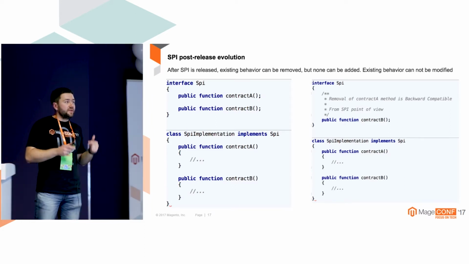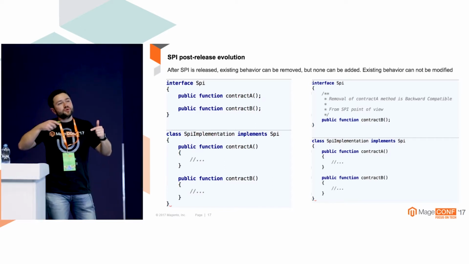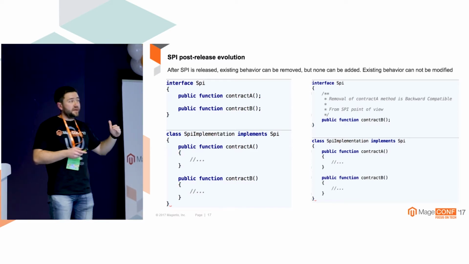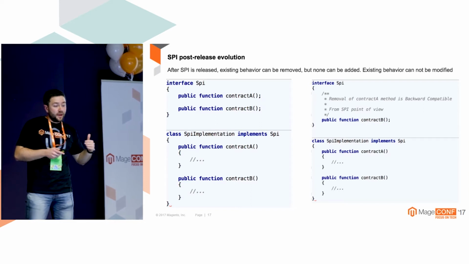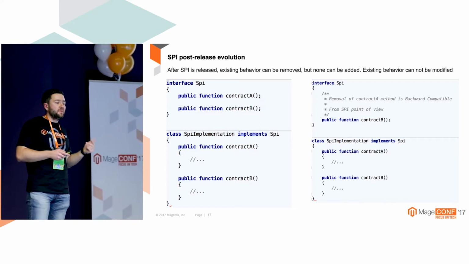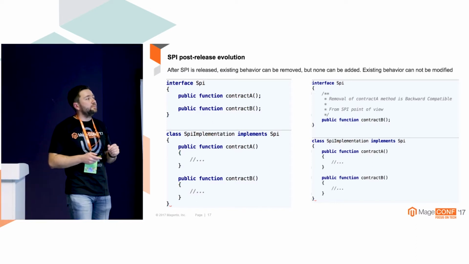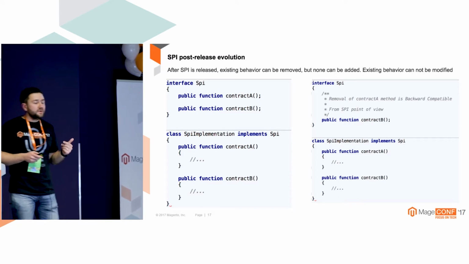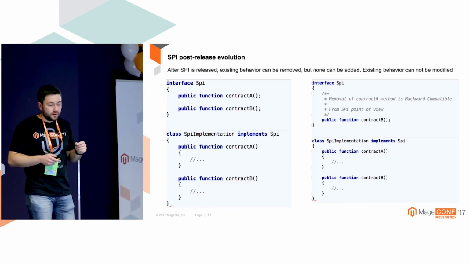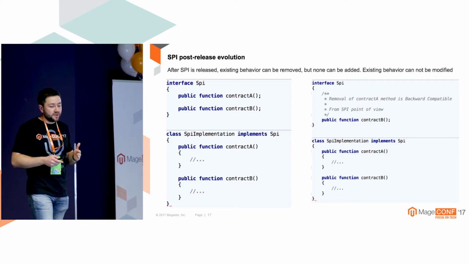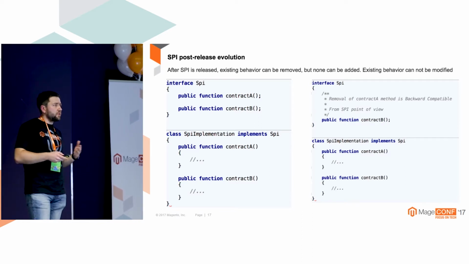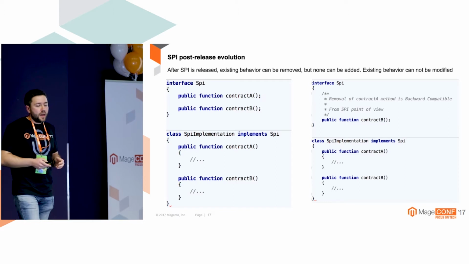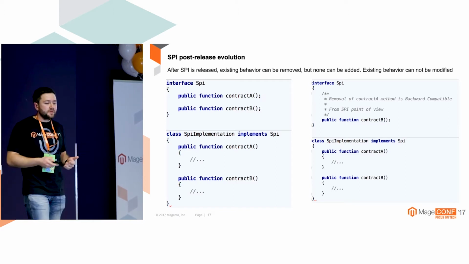Regarding the SPI, the post-release evolutionary strategy is a little bit different. In case of the SPI, you can remove behavior. You can remove a method, and everything will go smoothly. For example, in this case, we have the SPI interface, which has two methods, contract A and contract B, and we have a particular implementation for this interface. After some time, we decided to remove the contract A method. Our SPI implementation still works. It provides the extra method. Probably that method would never be called, but it's still okay. That would be fine from the backward compatibility point of view.